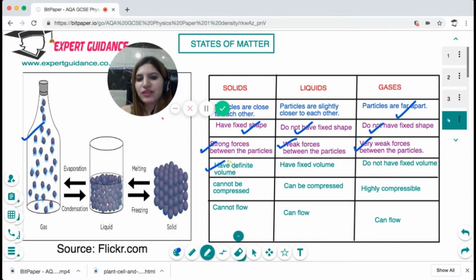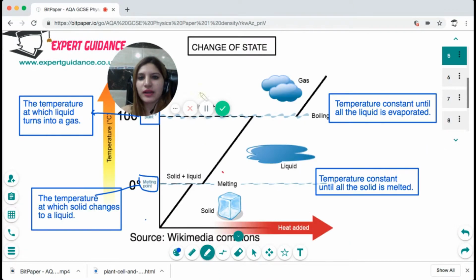Solids have a definite volume, liquids have a fixed volume, gases do not have a fixed volume at all. Solids cannot be compressed, liquids can be slightly compressed, and gases are highly compressible. Solids cannot flow, liquids can flow, and gases can flow. When you convert a solid to a liquid, you are melting it, and liquid to gas, you are evaporating it. Gas to liquid is condensation, and liquid to solid is freezing. Okay, so I hope these states of matter are clear to you.